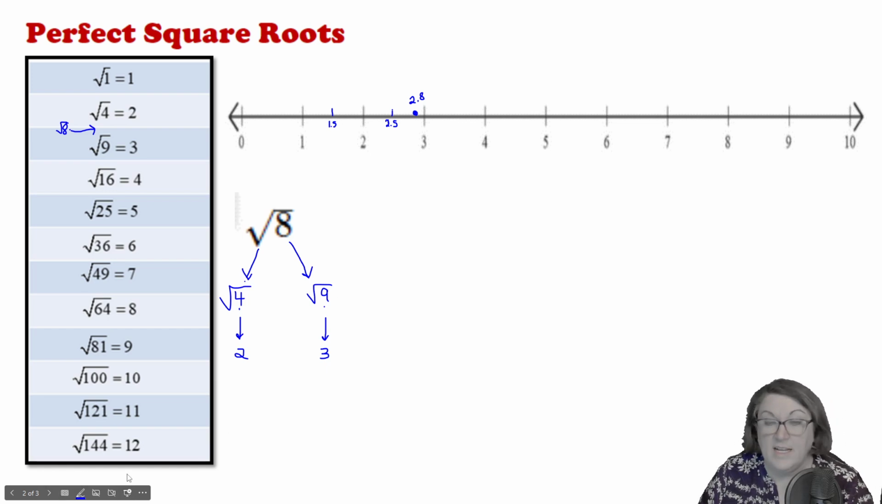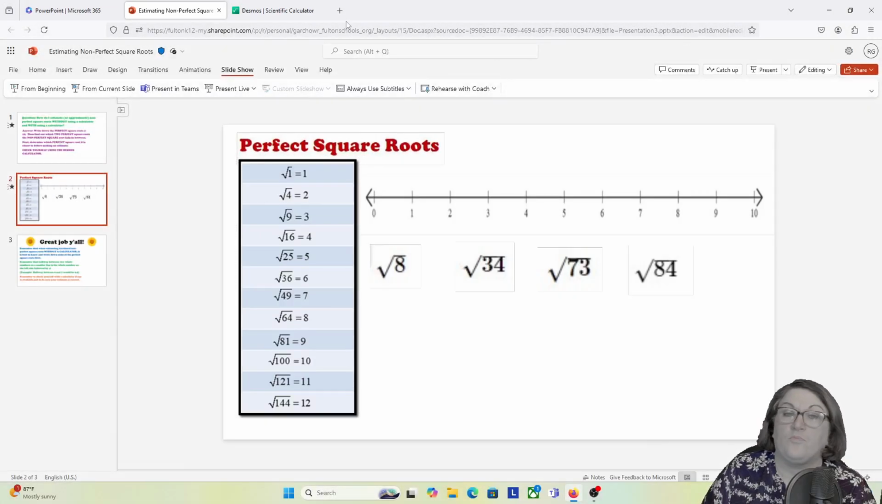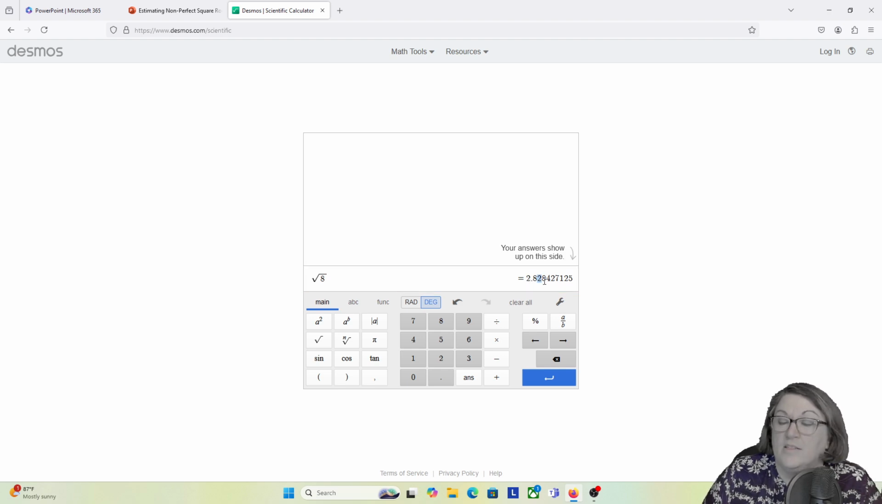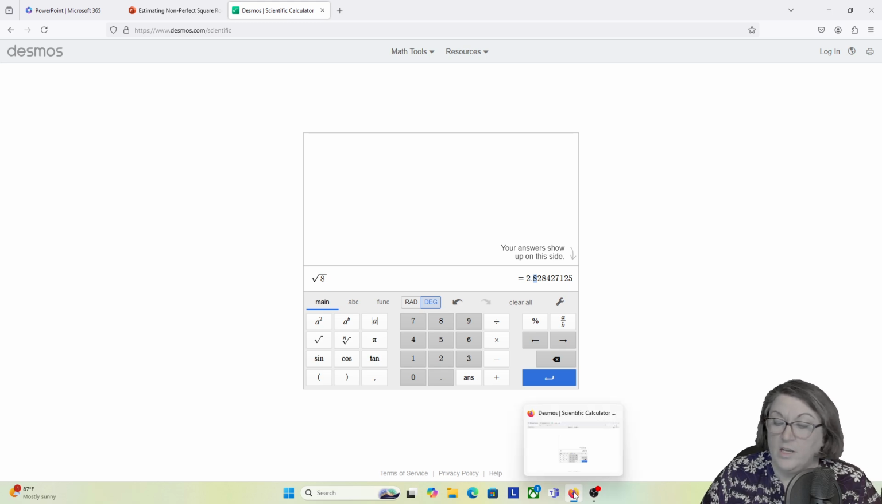So let's go to our Desmos calculator, which I have pulled up here. We're just going to put in the square root of 8, and what do we get? We get 2.82. And because the 2 here in the hundredths place is not a 5 or more, we don't have to round up this 8. So we guessed correctly that it was 2.8, and we just checked ourselves with the calculator. So good job, everybody. So now let's go to the next one.